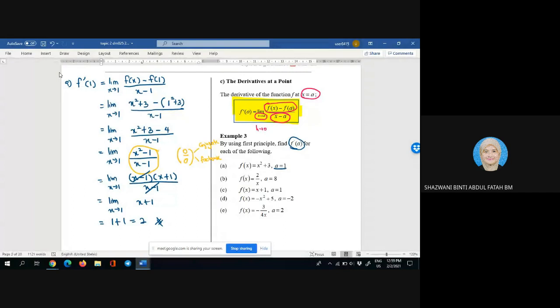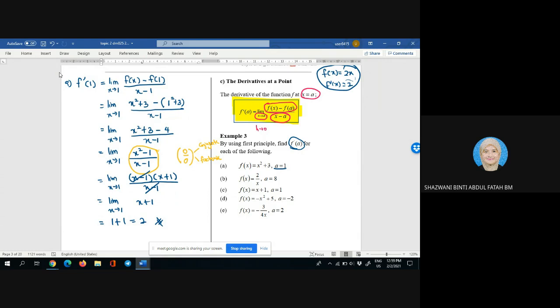Tetapi case tu akan berkecuali if you have function contohnya f(x) equals to 2x. Okay, if you differentiate this one, you will get 2. Okay, so dapat nombor sebabnya inilah kan. Walaupun dia nak general tapi kita dapat 2 sebab bila differentiate 2x you will get 2. Okay, but then for derivative at a point mesti dapat nombor, mesti dapat nilai. Okay, itu yang kita kena tahulah. Right. So, I'll show you another example.